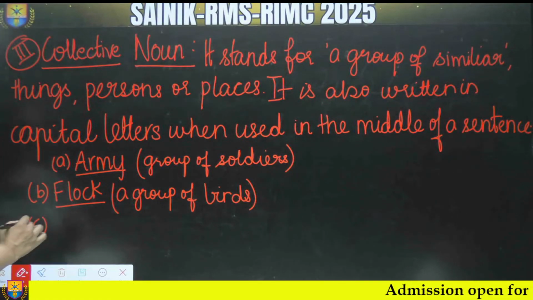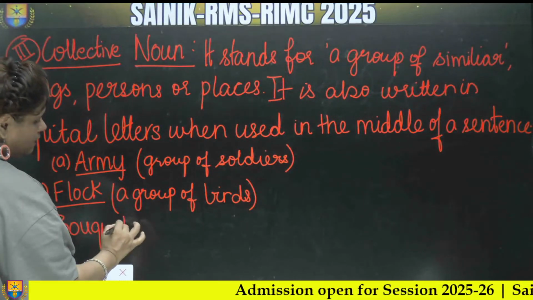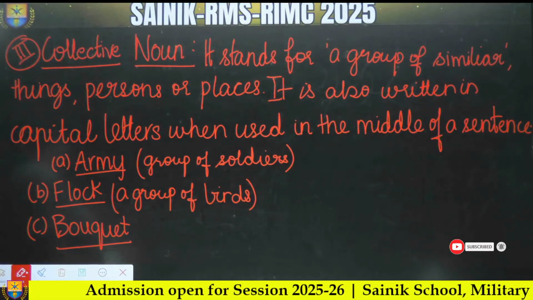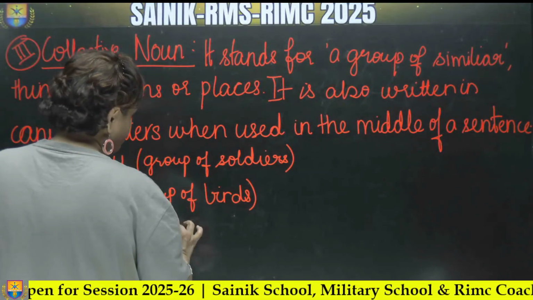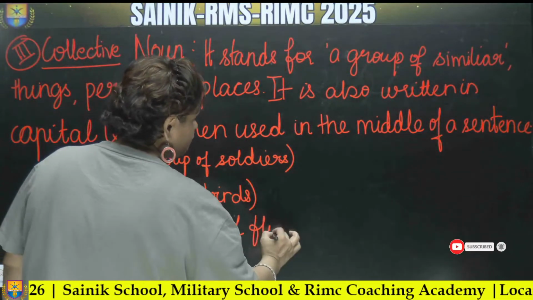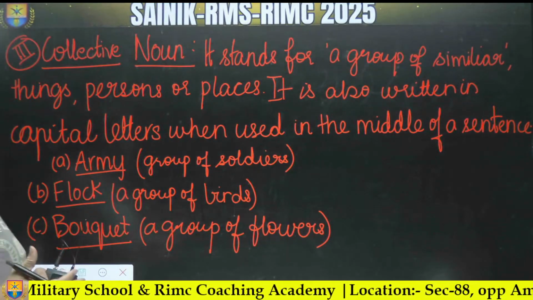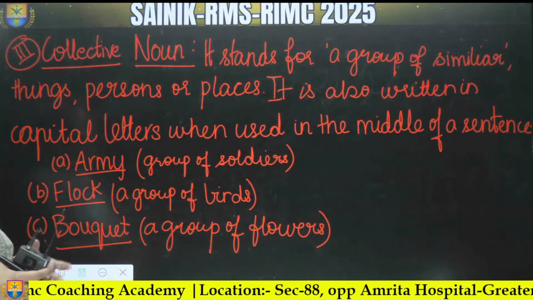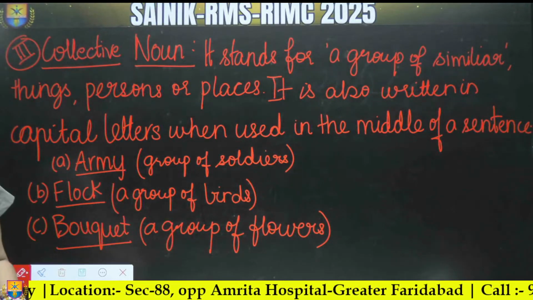Next we have the bouquet. Here your T is silent. We don't pronounce or say the sound of T. So we have the bouquet. Now what's a bouquet? We all know a group of flowers. A group of flowers, a bunch of flowers, when they are together, we call it a bouquet. So we always give someone on special occasions a bouquet of flowers.